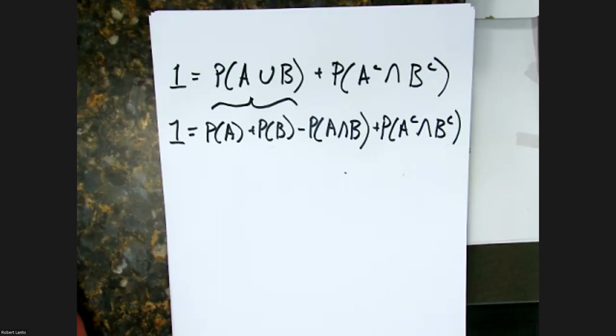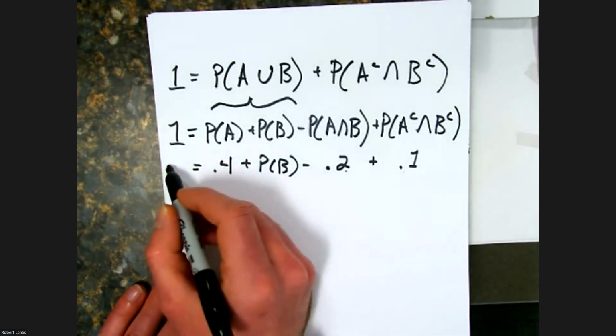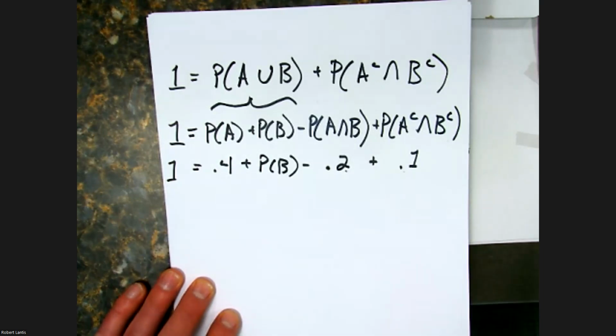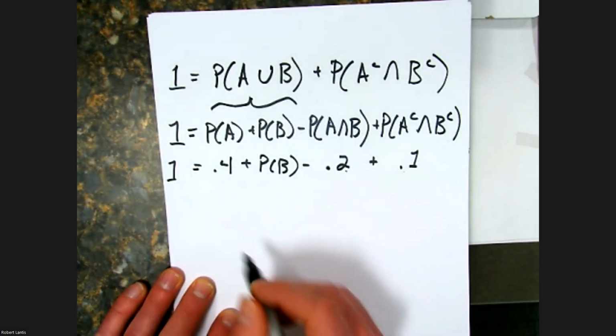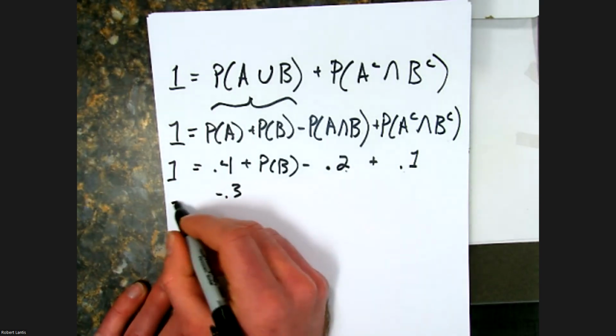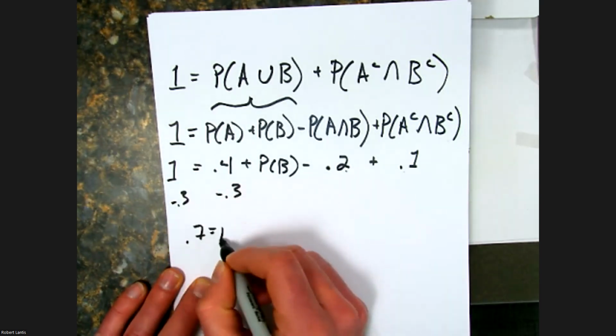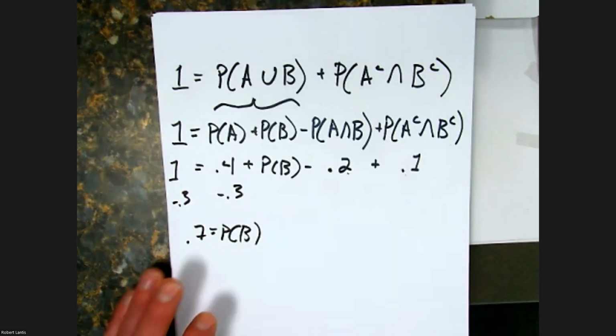All I did was plug those values I was given into that equation. Now it's just a little bit of algebra, right? So 0.4 minus 0.2 plus 0.1, that's 0.3. So I'll subtract that from both sides, and I'm left with the probability of B being 0.7.